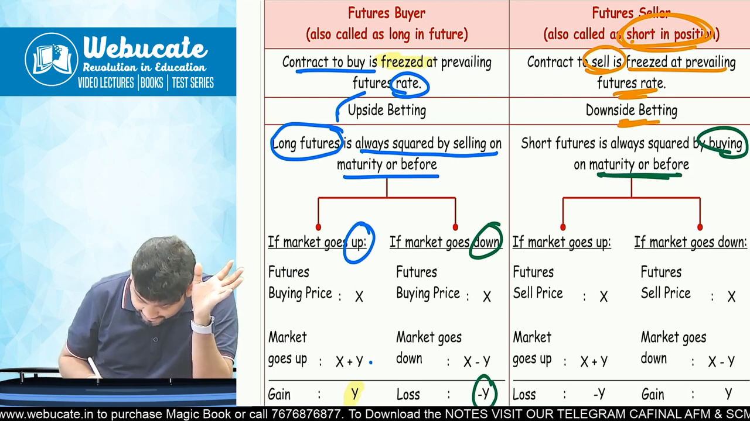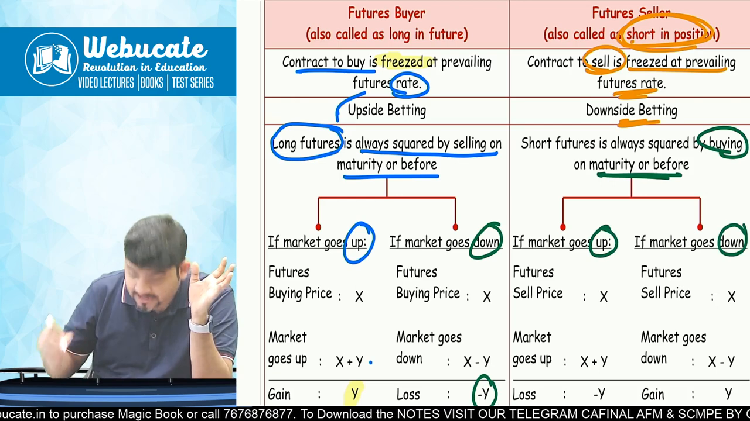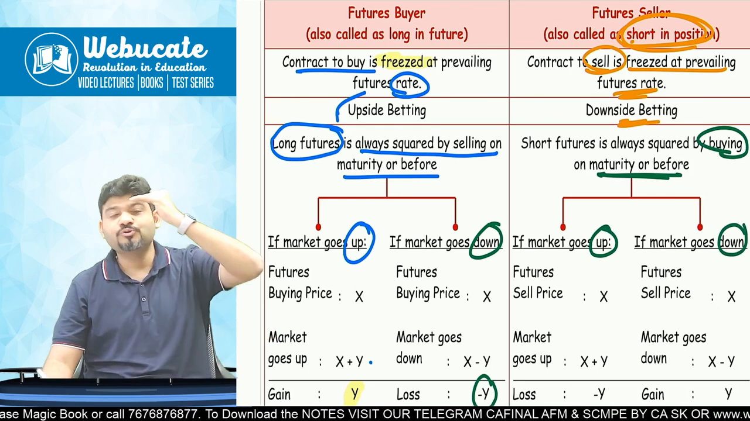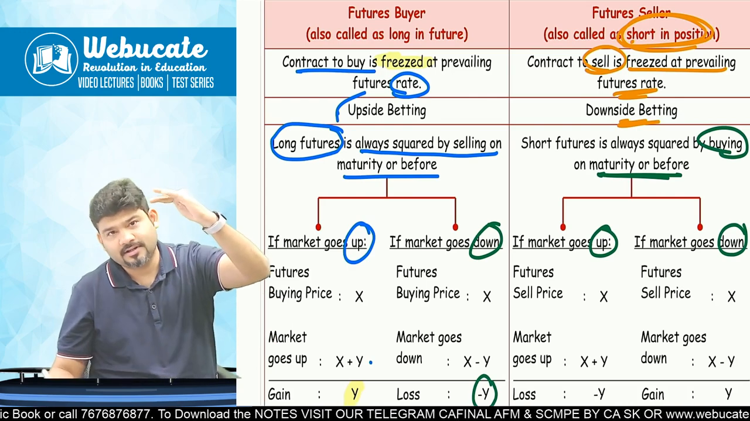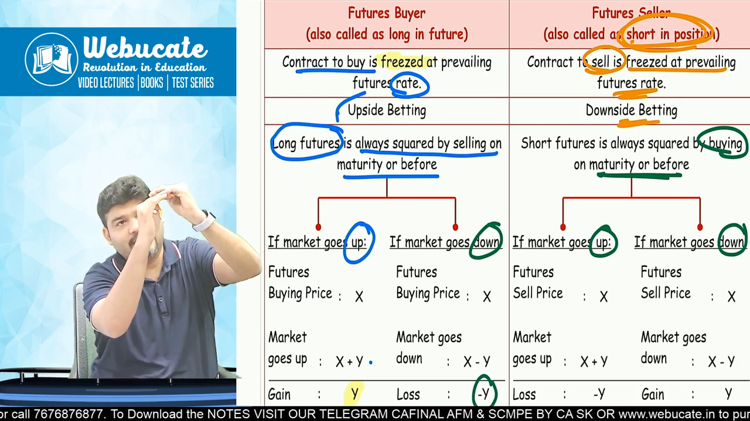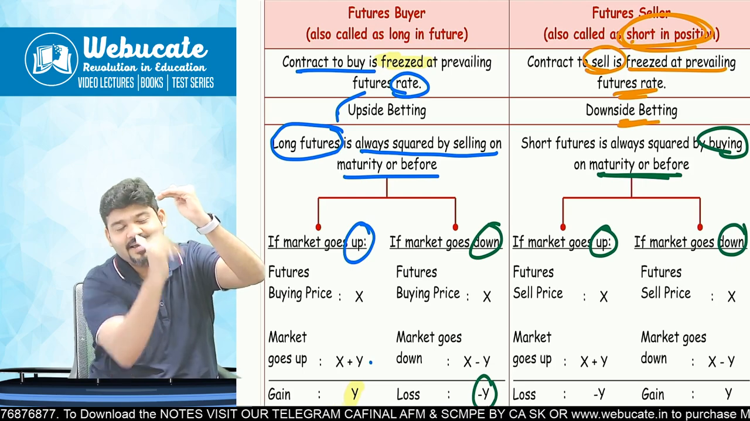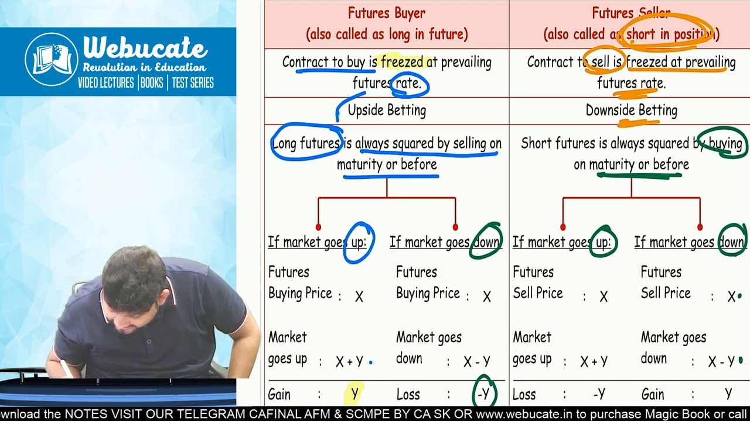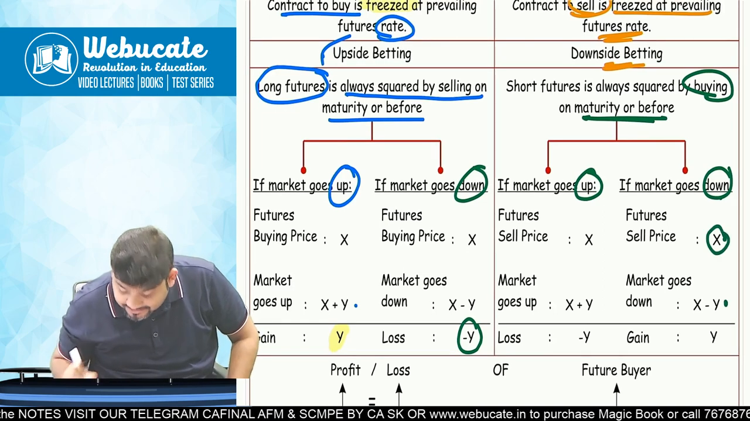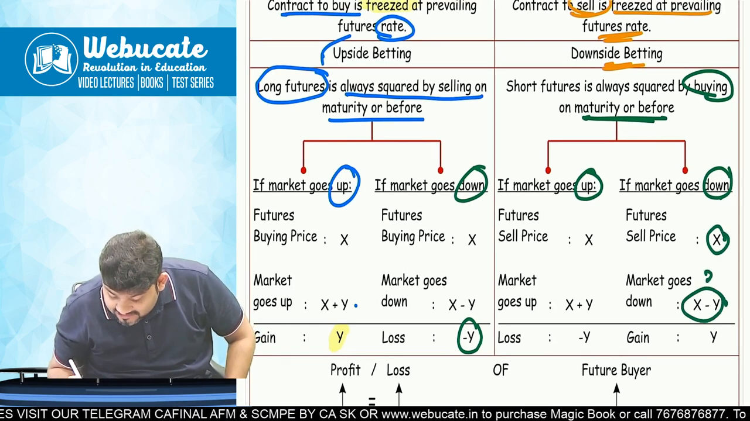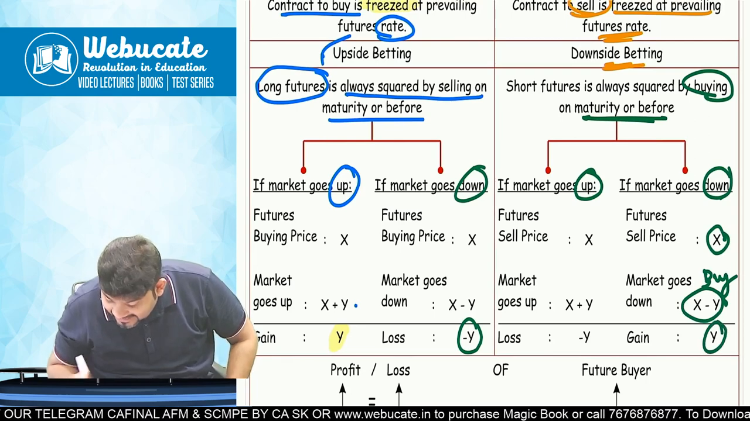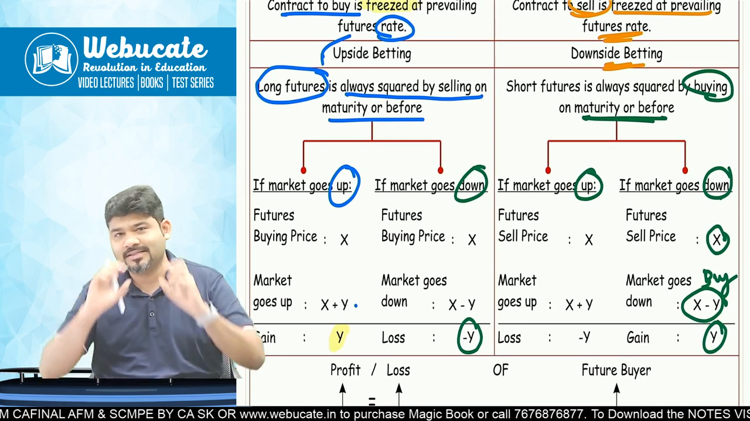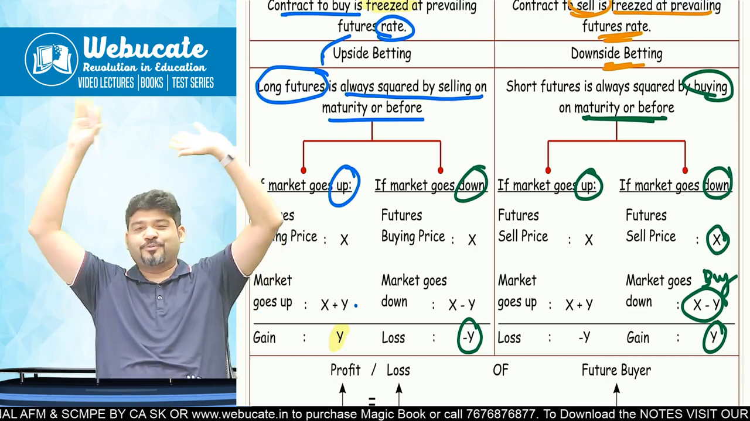If the market goes down, what will happen? So you have shorted the futures. If the market goes down, you will buy, and the difference will be your profit. So here, if the market goes down, x minus y, so this is your selling price. Market goes down, x minus y will become your buying price, gain will be y, and vice versa if the market goes up.